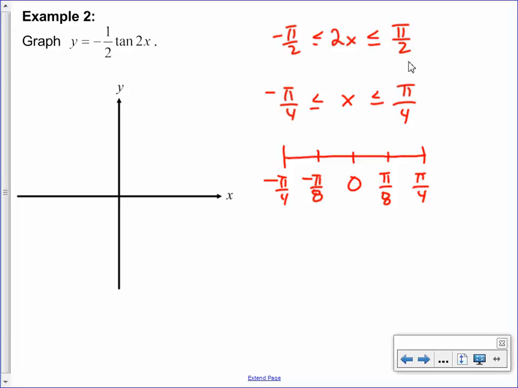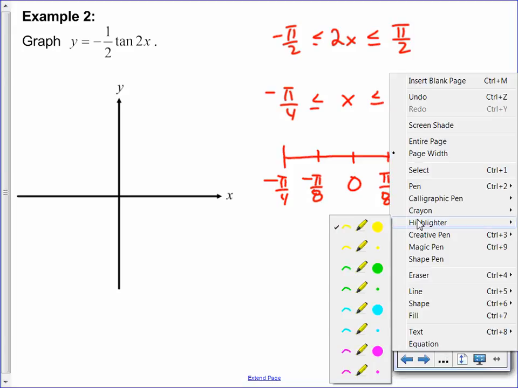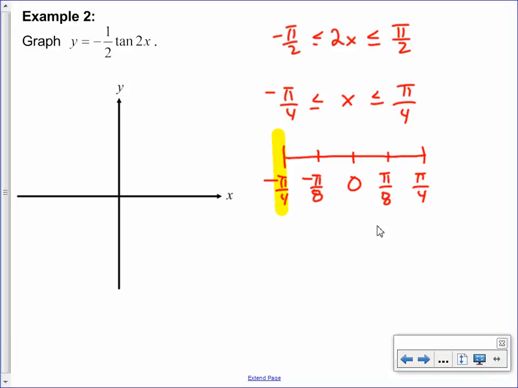We know that the end pieces are asymptotes, so not even to worry about it. Tan goes -1, 0, 1. But we have to times it by a half. Tan would be negative a half. So negative a half times -1 would be positive 1/2. Negative times negative is positive, right? But 0 is still 0. Negative 1/2 times 1 is going to be negative 1/2.